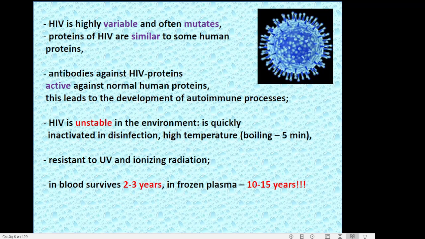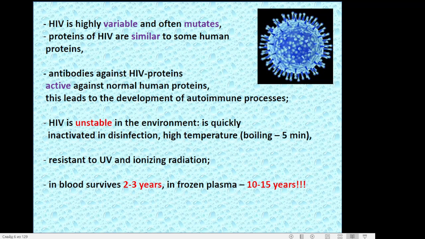HIV is a highly variable virus that mutates often. Due to this fact, we can't successfully finish research on a vaccine. The level of mutation of this virus is 1,000 times higher than the level of mutation of the influenza virus. The usual flu mutates less than the HIV virus.